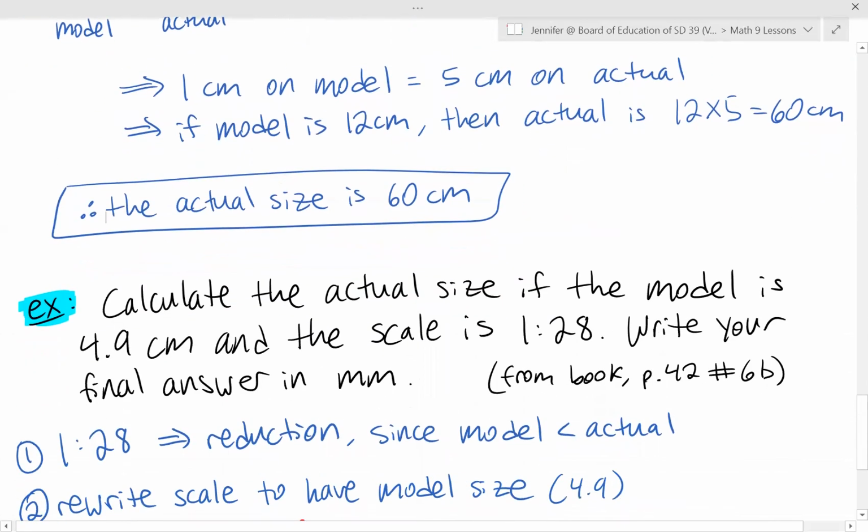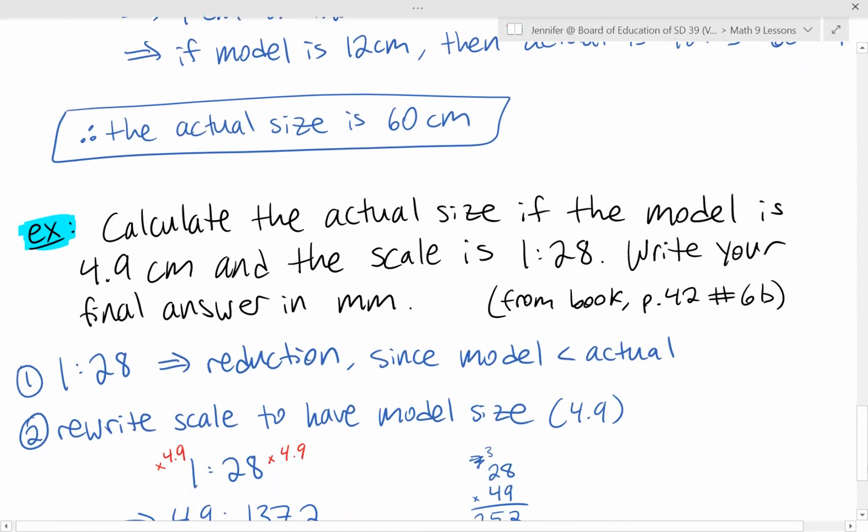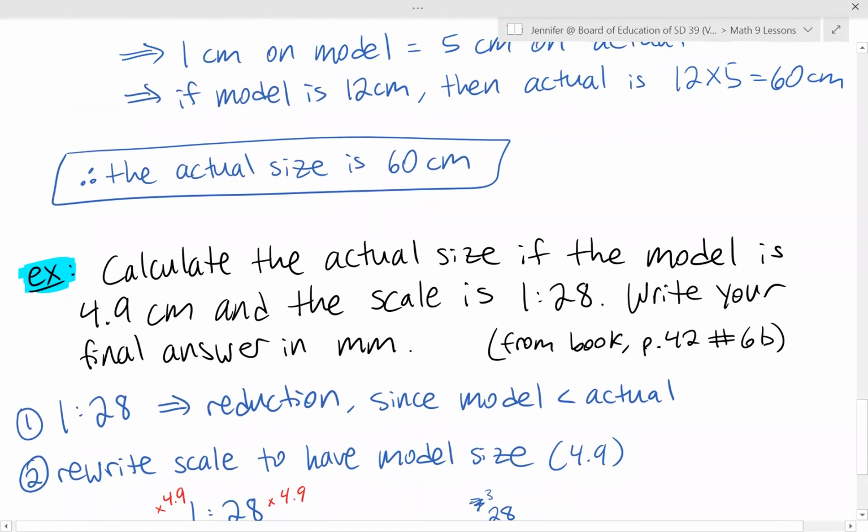This is the last example, and this actually comes directly from your book, number 6B in the homework, because it's written a little bit complicated. So I wanted to show you what it's actually asking for. You want to calculate the actual size if the model is 4.9 centimeters and the scale is 1 to 28. And also write your final answer in millimeters.